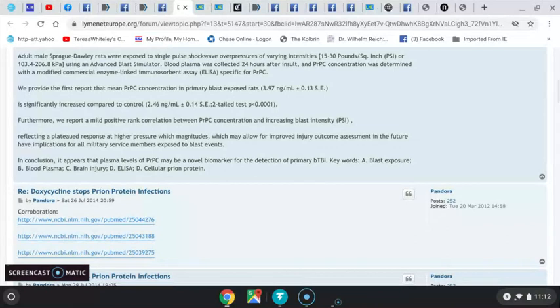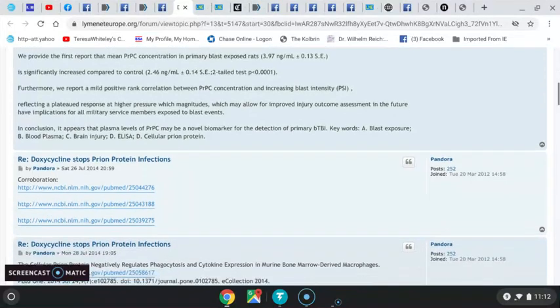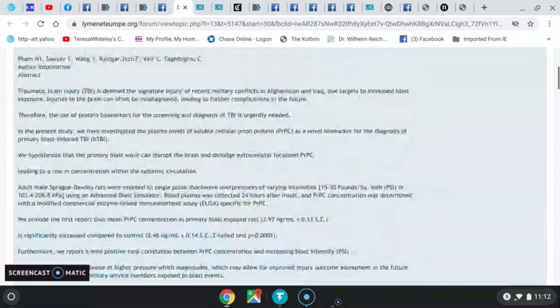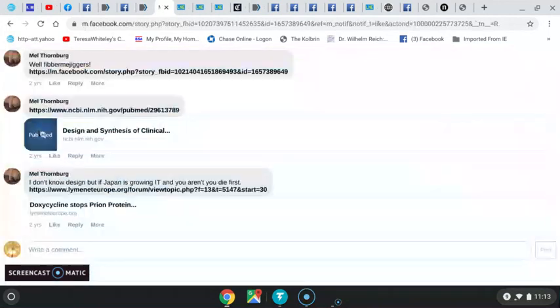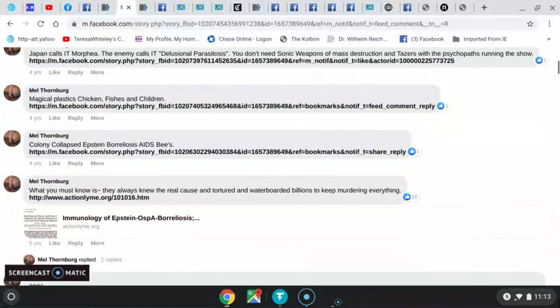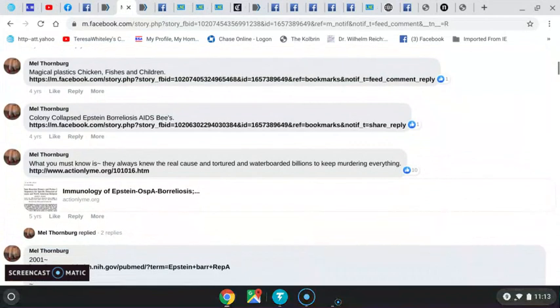Traumatic brain injury is the signature injury of recent military conflicts in Afghanistan and Iraq. Again, it all goes back to Epstein Borreliosis AIDS. In conclusion, it appears that the plasma levels of PrPC may be a novel biomarker for the detection of primary blast traumatic brain injury. This is the LimeNet Europe again.